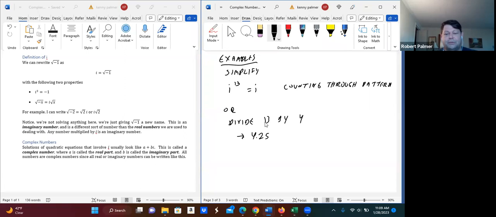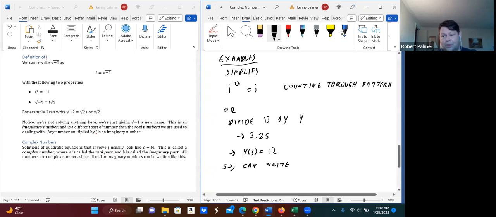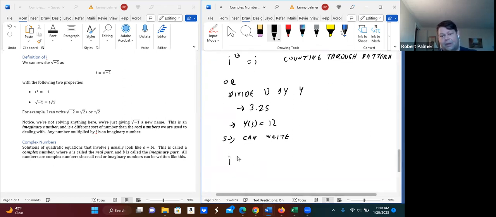Now, how is that helpful? Well, we can say that 4 goes into 13 3 times. So 4 times 3 is 12. And so I can use the rules of exponents to write i to the 13th as i to the 12th times i to the 1st.